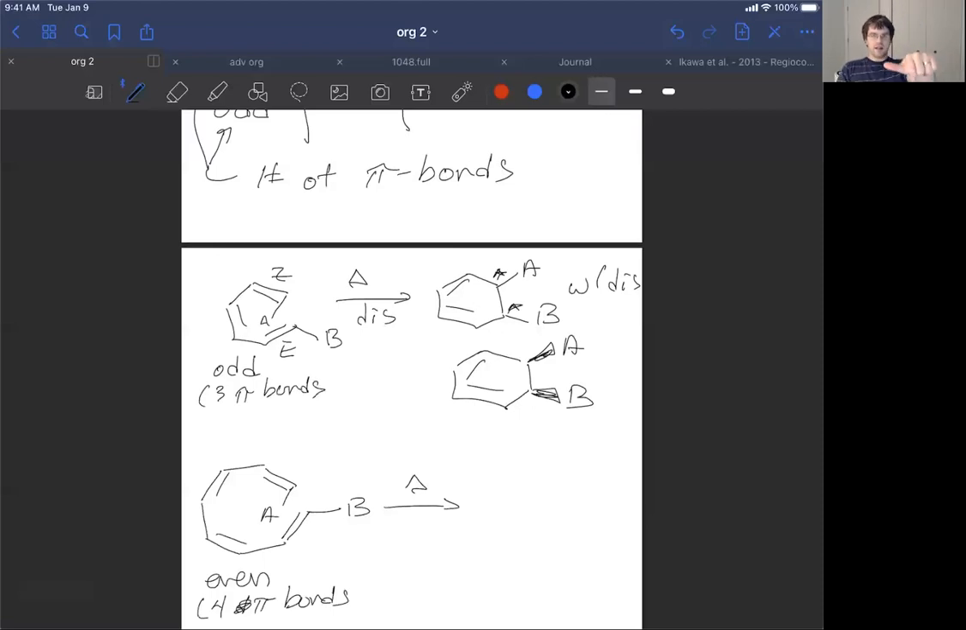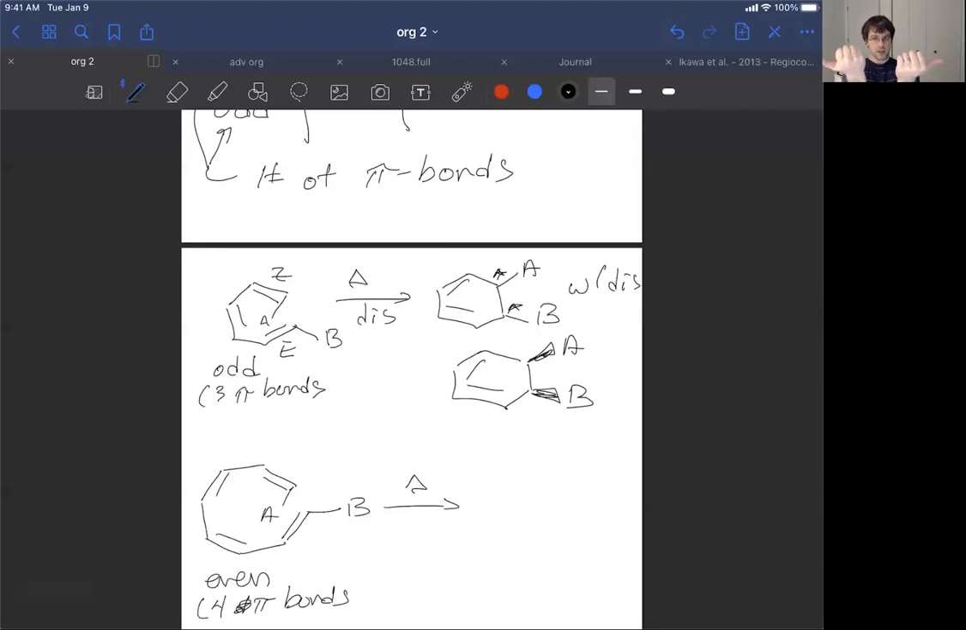So I can have A in, B out. I can think to myself, okay, heat with even is conrotatory. So if one goes this way, the other one goes this way. They follow each other. They rotate in the same direction. It doesn't mean they have to be on the same side. They just rotate in the same direction.